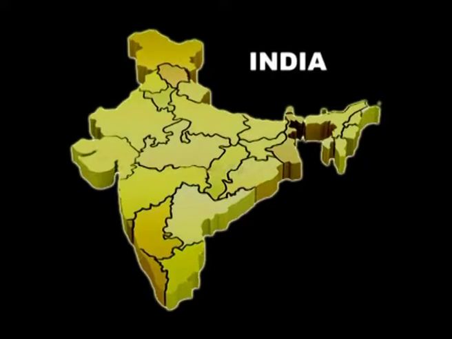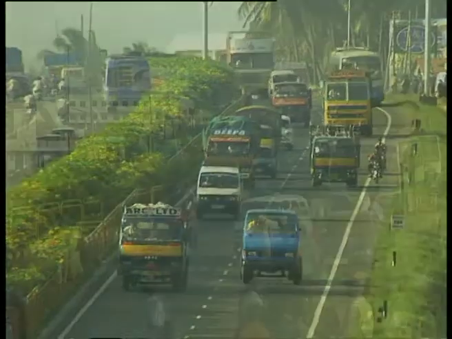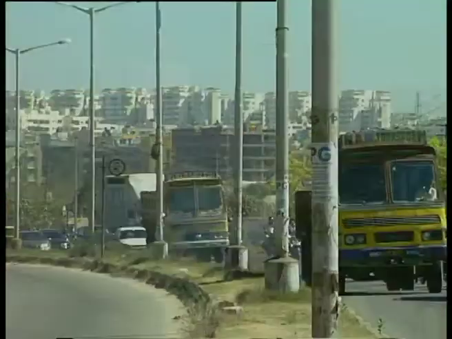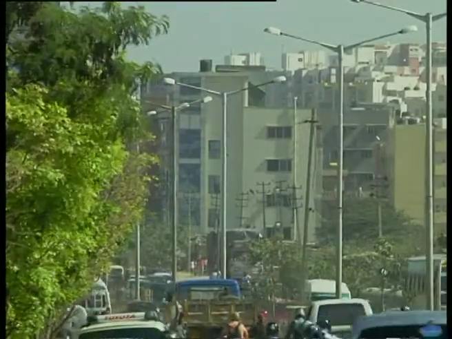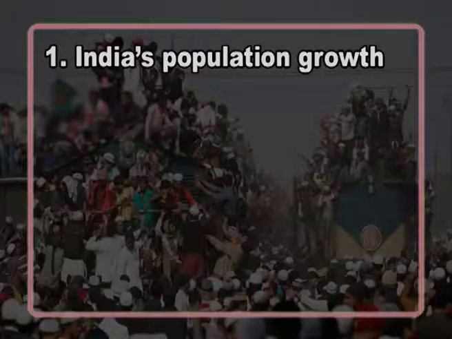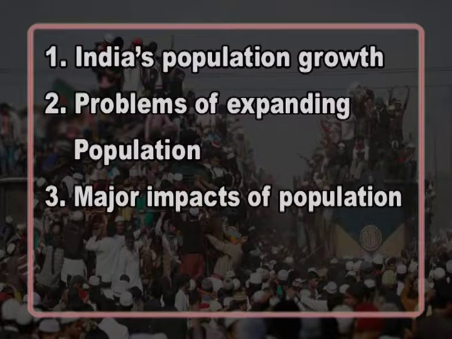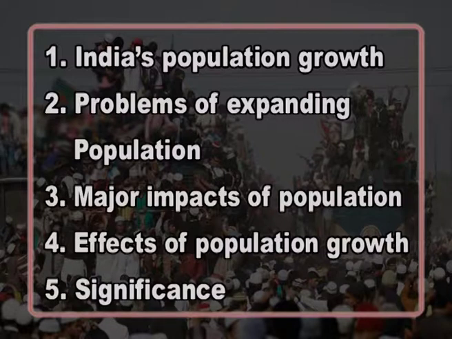Another trend affecting population change in India that is touched on in this chapter is a recent increase in internal migration out of cities, meaning movement within India, which is commonly referred to as the nation's sea change. So, we can analyze the subject under the following headings: India's population growth, problems of expanding population, major impacts of population, effects of population growth, and finally the significance.